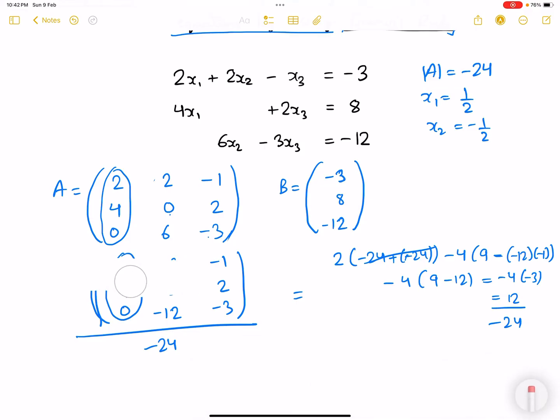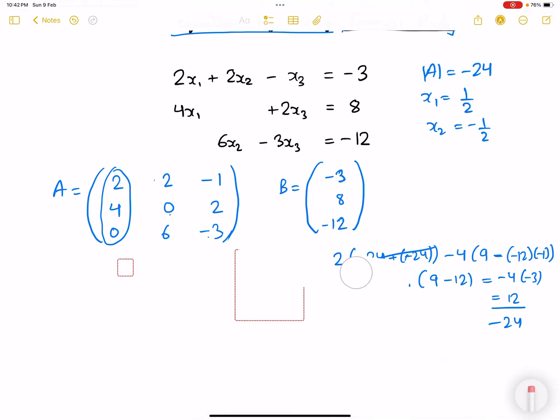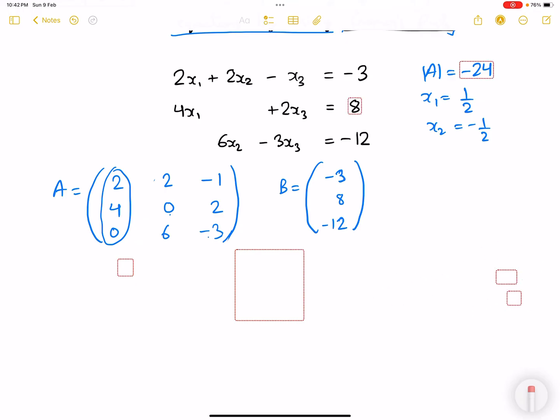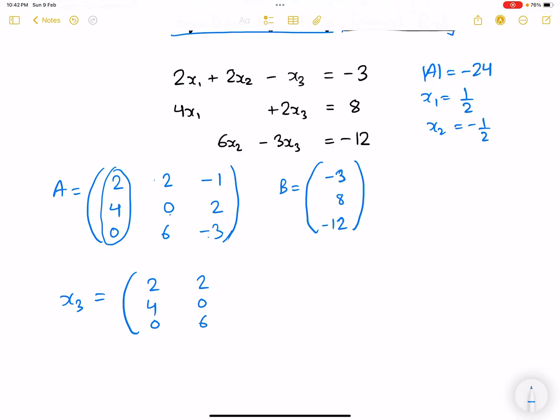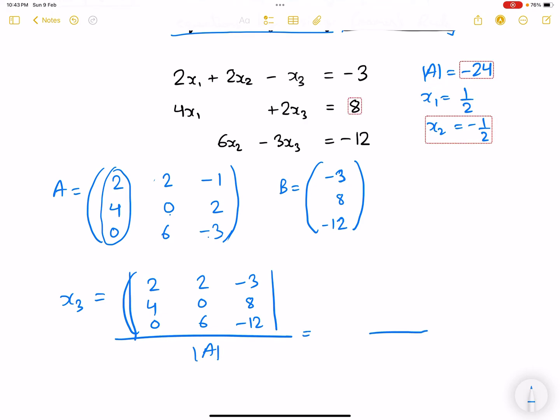The value of x3 would be 2, 4, 0, 2, 0, 6, and then minus 3, 8, minus 12, determinant upon a determinant. So a determinant is minus 24. The numerator becomes, expanding through this column only, 2 times 0 minus 48 minus 4 times minus 24 plus 18 upon minus 24.